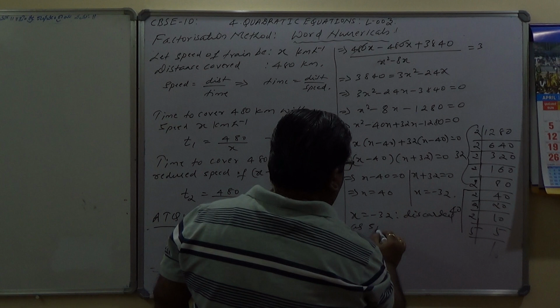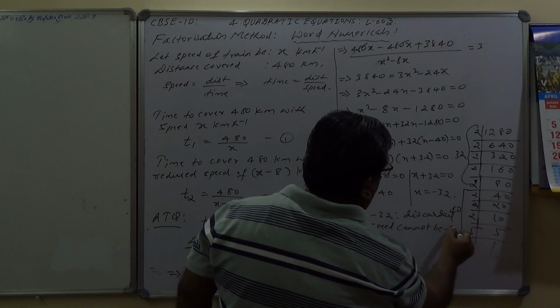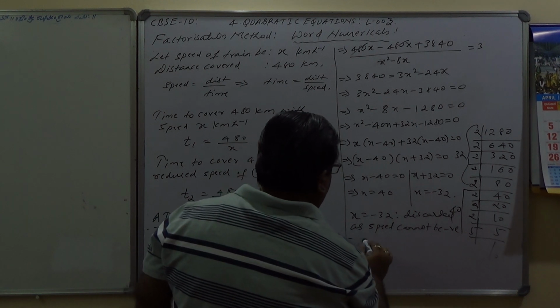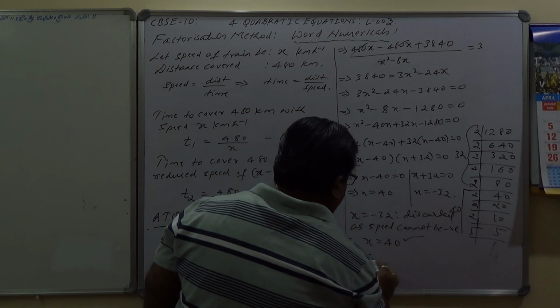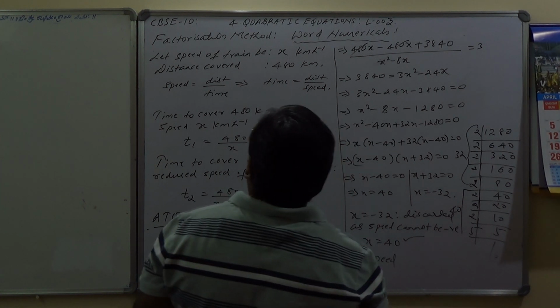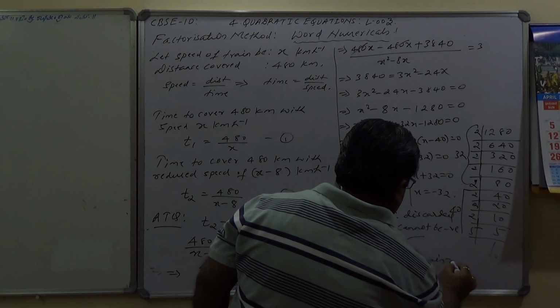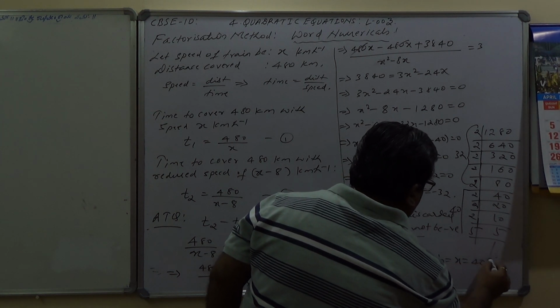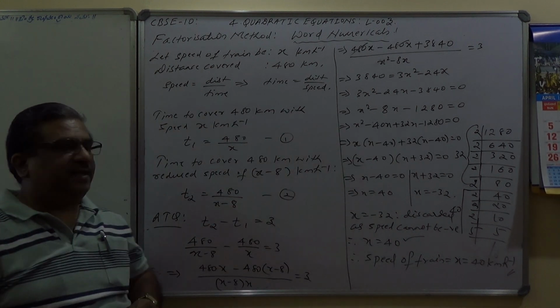x equals minus 32 is discarded as speed cannot be negative. Therefore x equals 40 is accepted. Therefore the speed of the train equals 40 kilometers per hour. I hope you are able to understand this.